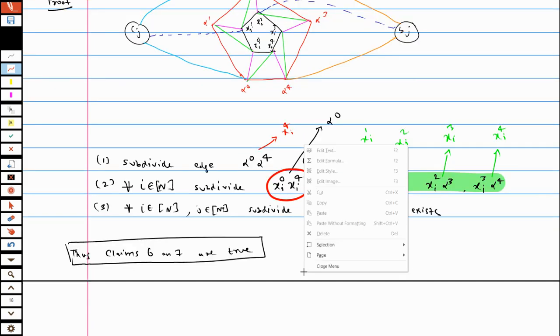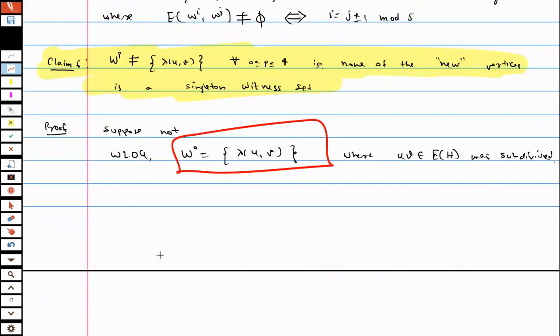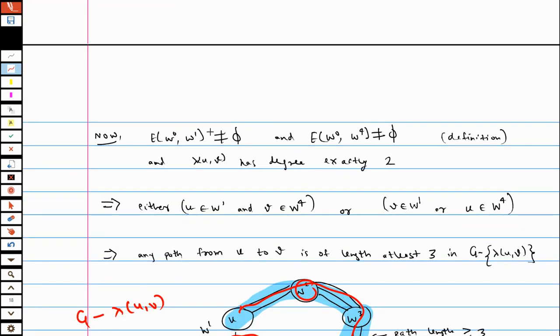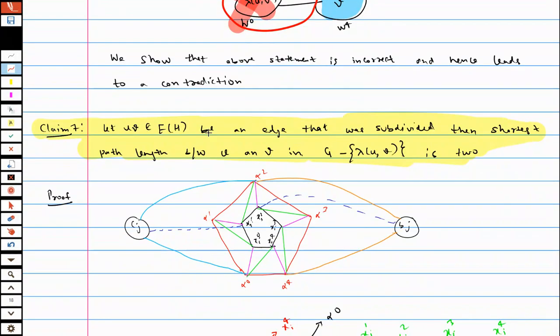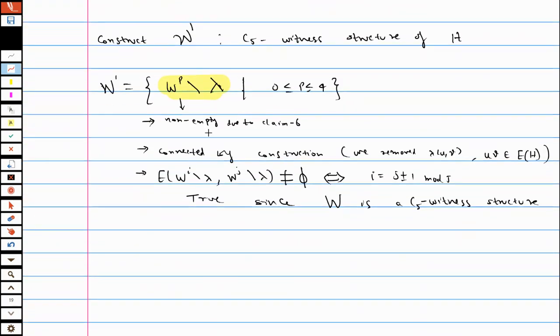Okay, so this proves that no witness set can contain only lambda UV. Now we can simply remove all the lambdas from that witness set, and that will be our witness set for H. And yeah, I have a bit more of the proof, but I think that's all.